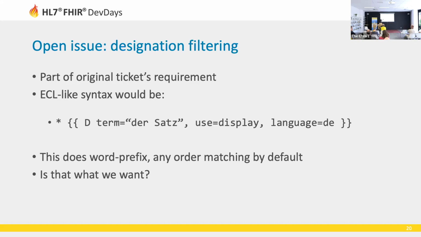The other thing that's a bit weird about this is that this is not saying it equals this value. It's saying it matches that value, and the matching is word prefix any order matching. There is no way to say it's exactly this unless you use the regex syntax. Is that really what we want?